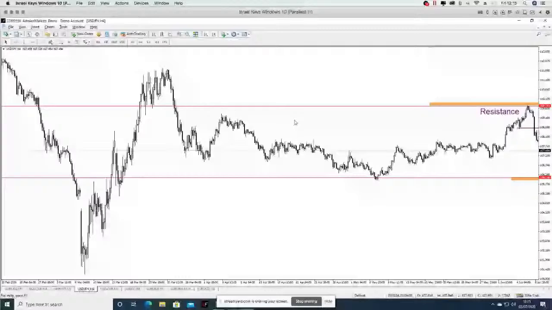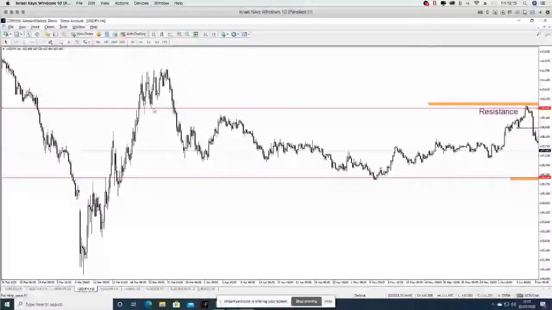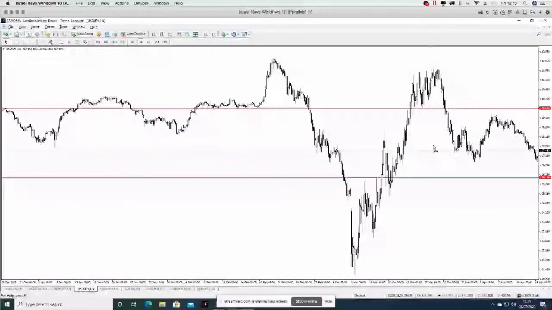Why? Because if you can see there is a previous level of support. Can you see that? Price came down and then something sent it back up. So that is a previous level of support. In the future, that previous level of support becomes a level of resistance.